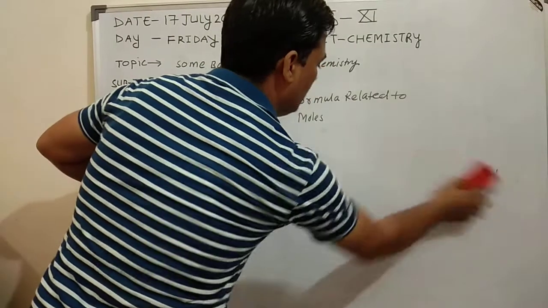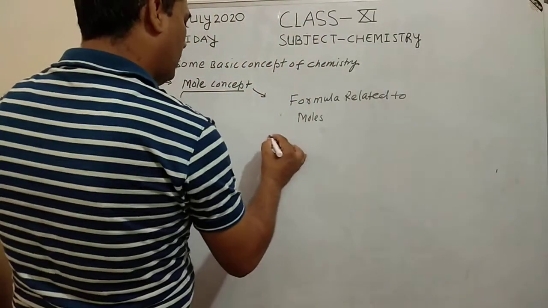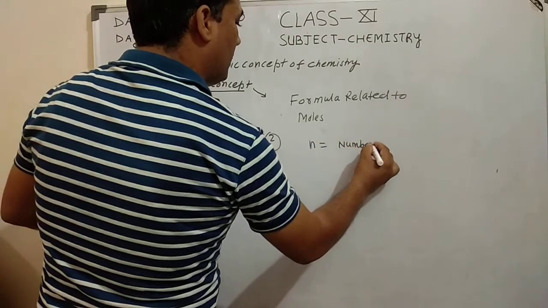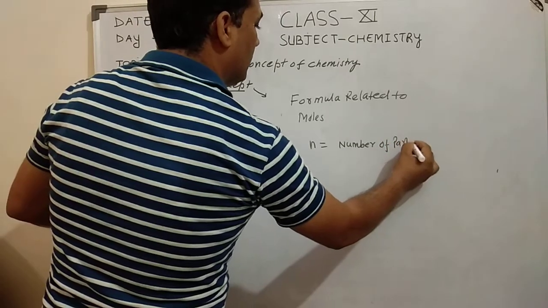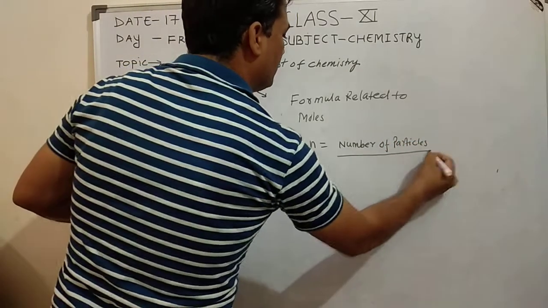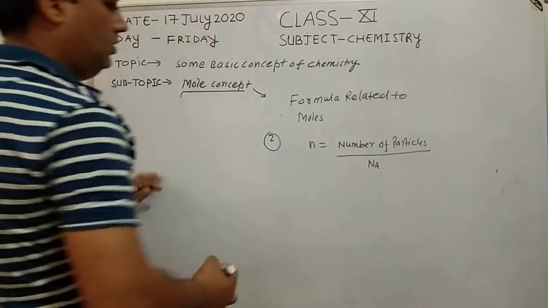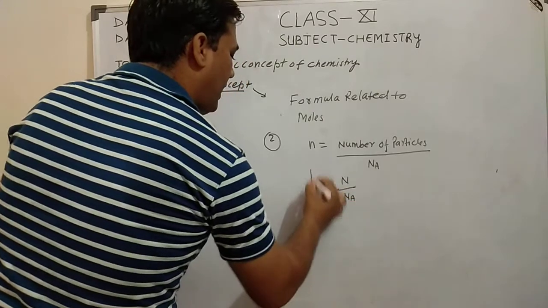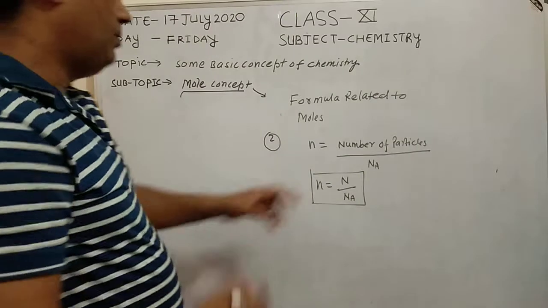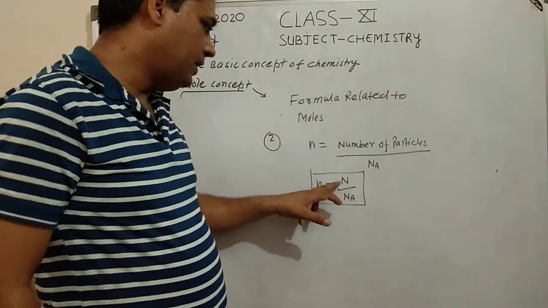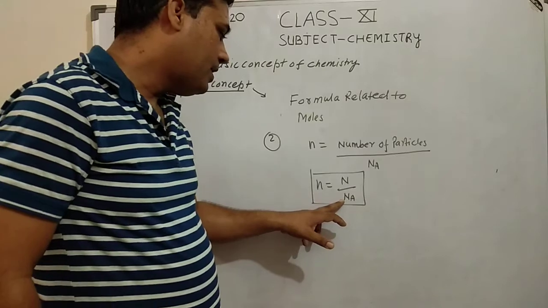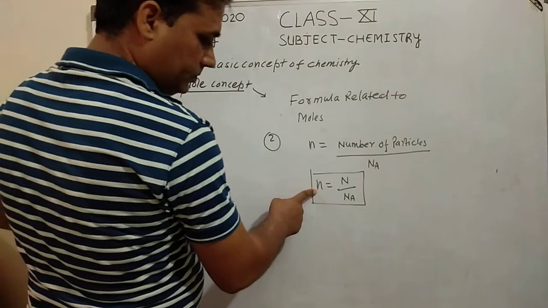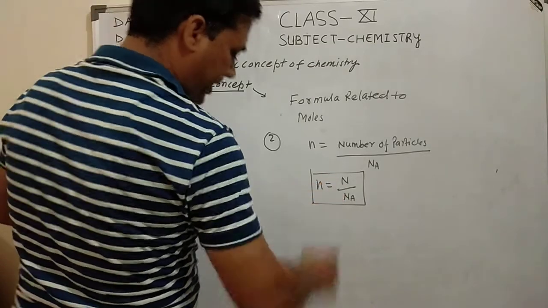So the next formula, formula number 2: number of moles is equal to number of particles divided by Avogadro number. So small n is equal to capital N divided by Na, because number of particles is represented by capital N and Avogadro number is represented by Na. So the second formula is number of moles is equal to capital N divided by Na.